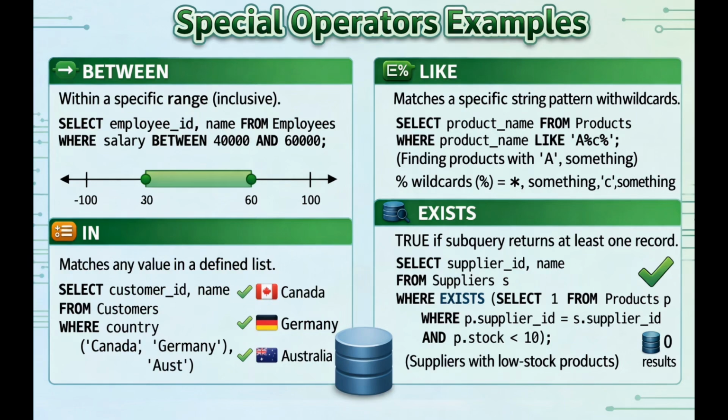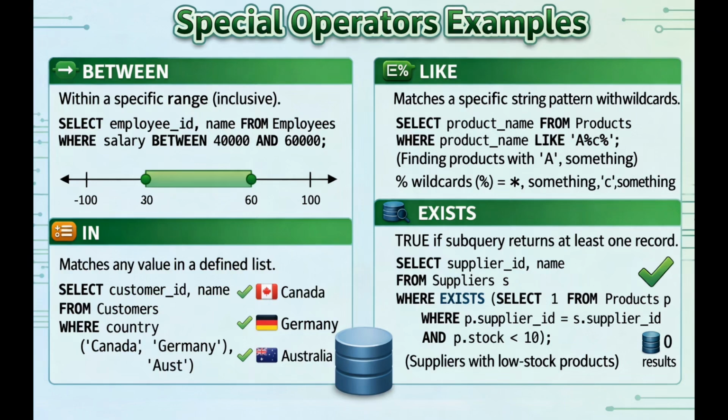Now, let's look at LIKE. This operator is used for pattern matching with wildcards. For instance, you can find product names that start with A, contain C, or follow a specific pattern using the % symbol.